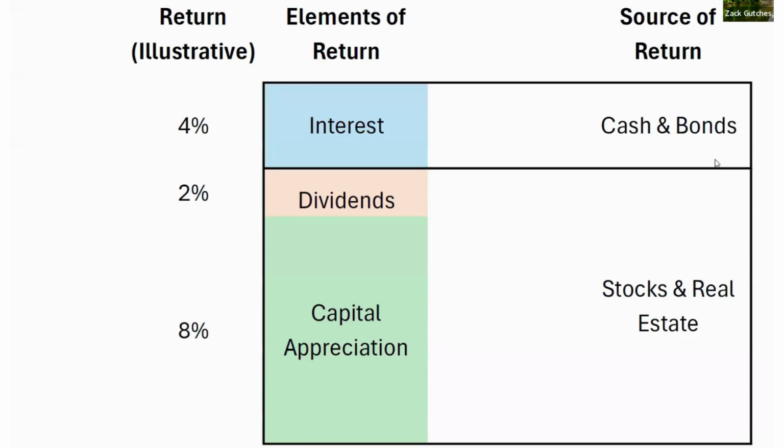In this video, we're looking at the different elements of return with a total return strategy, assuming you have a diversified portfolio of assets such as cash and bonds, and then likely a bunch of diversified stocks, and also potentially globally diversified real estate. If you look at each source of return, for cash and bonds, their primary source of return typically comes from interest payments.